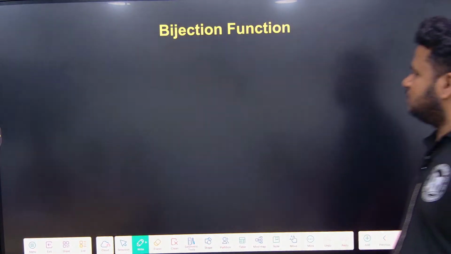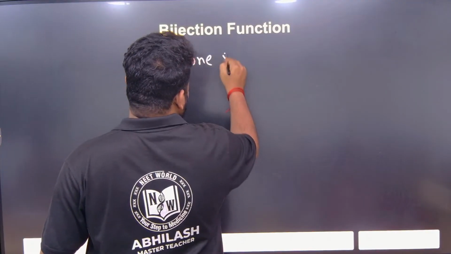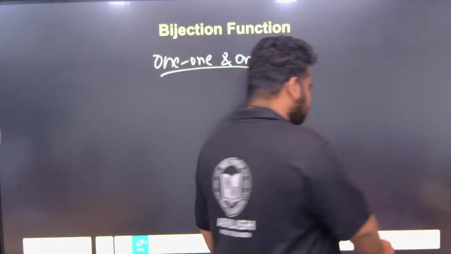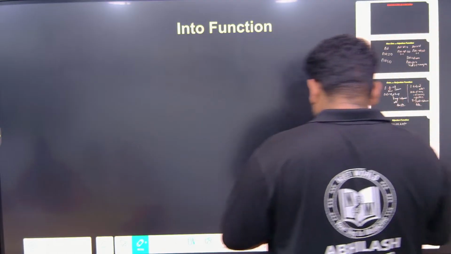Next is bijection, which you already know. That is, if it is 1 1 and onto, we call it bijection. 1 1 and onto, we call it bijection.